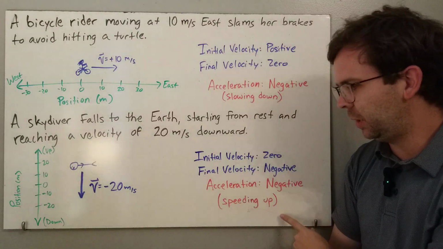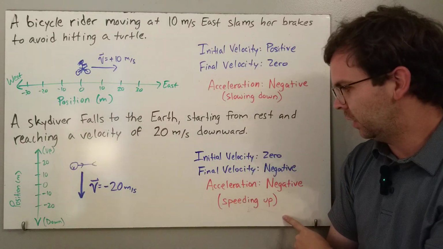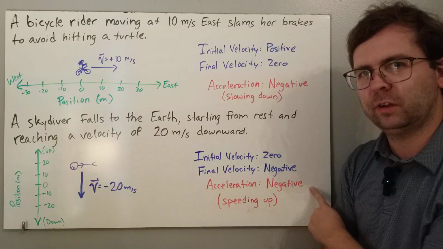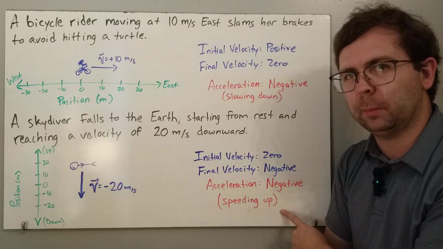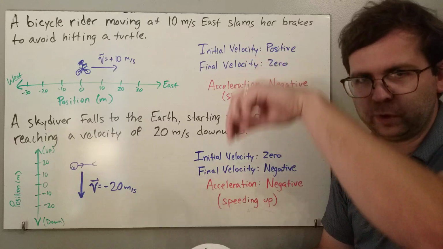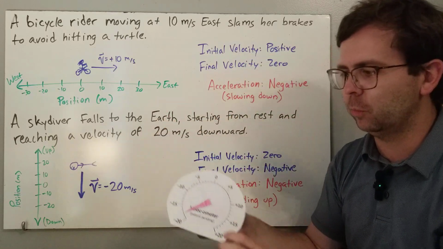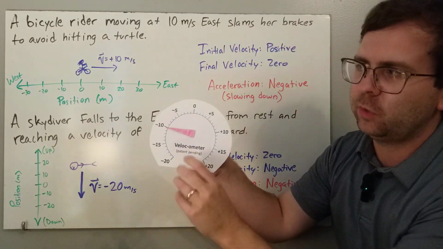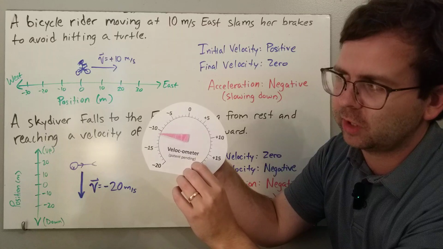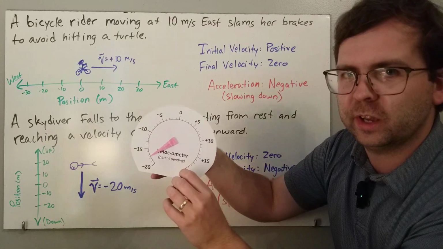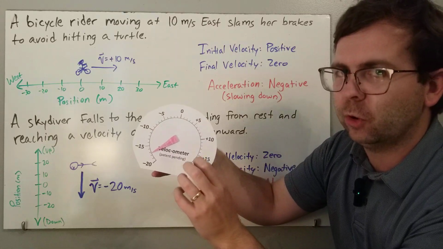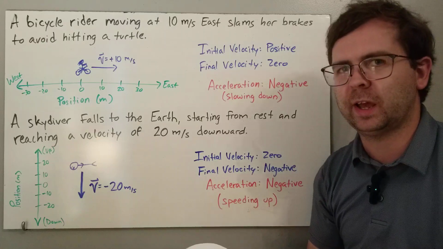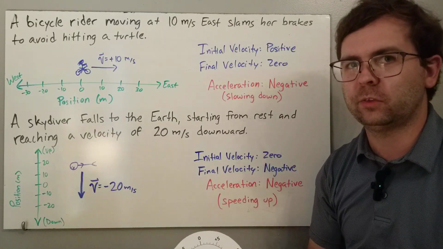But he's speeding up this time. So you can have a negative acceleration, but you're actually speeding up if you were moving down or if you're moving to the west. If you're moving in a negative direction and you have a negative acceleration, that means you're going to get faster and faster in the negative direction. So don't think of negative acceleration as slowing down. It doesn't necessarily mean that.